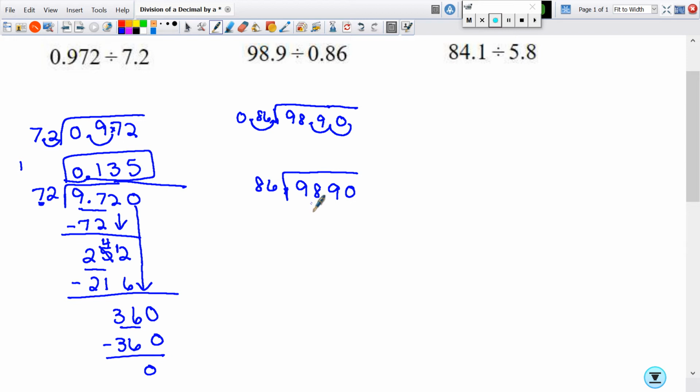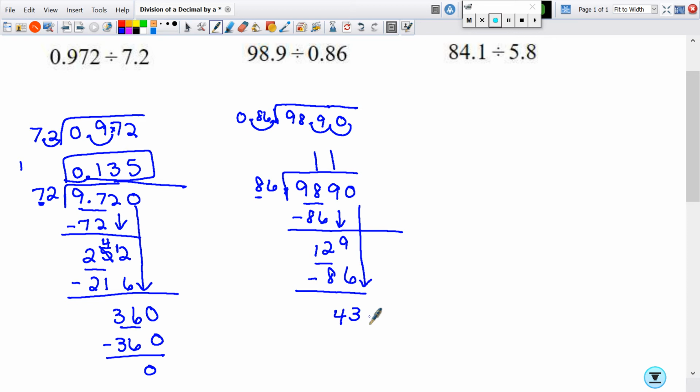Okay, 86 goes into 98 one time. 1 times 86 is 86, and subtract. 8 take away 6 is 2. 9 take away 8 is 1. Bring down the 9. So remember, you're just looking at the first digits and the first 2 digits. So 8 goes into 12 one time. 1 times 6 is 6. 1 times 8 is 8. Subtract. 9 take away 6 is 3. 12 take away 8 is 4.